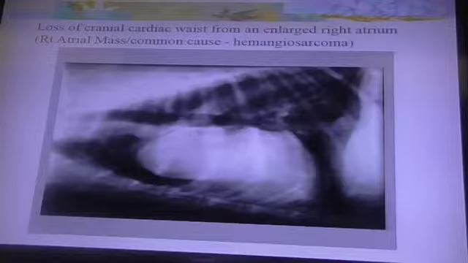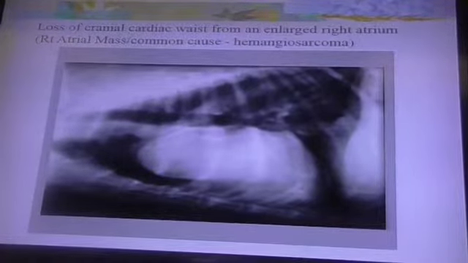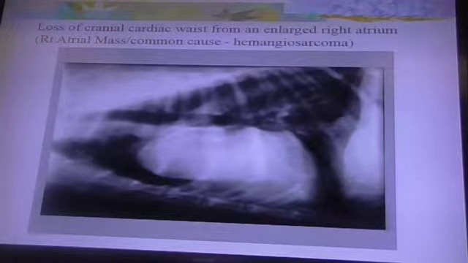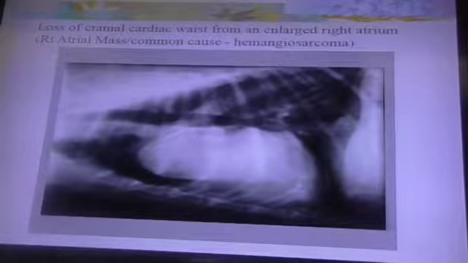you can say right atrial enlargement. So your radiographic diagnosis would be right atrial enlargement. Your differentials would be whatever, no, you can't see hemangio, you would say a right atrial mass, right? Okay, everybody follow me? You would say a right atrial mass. What else causes right atrial enlargement? Valvular tricuspid insufficiency.